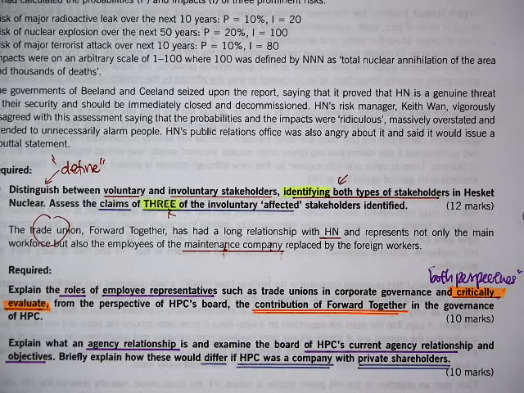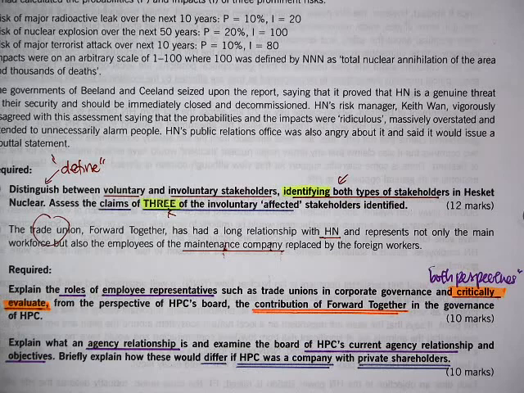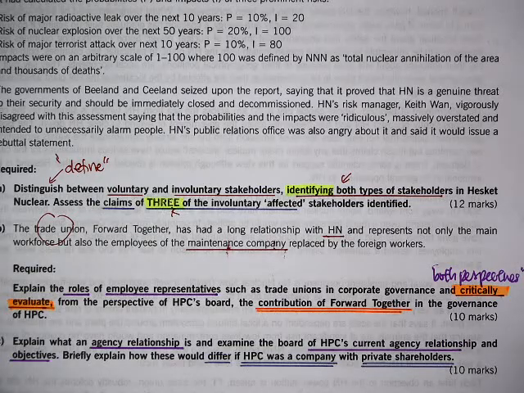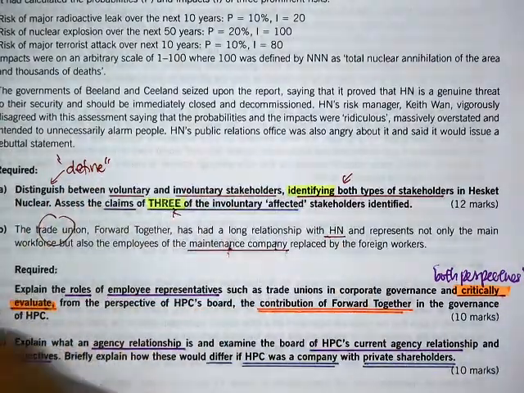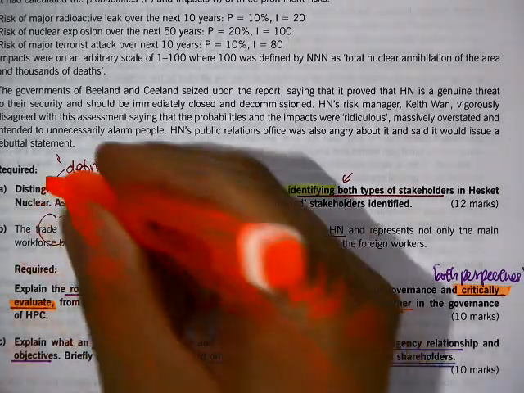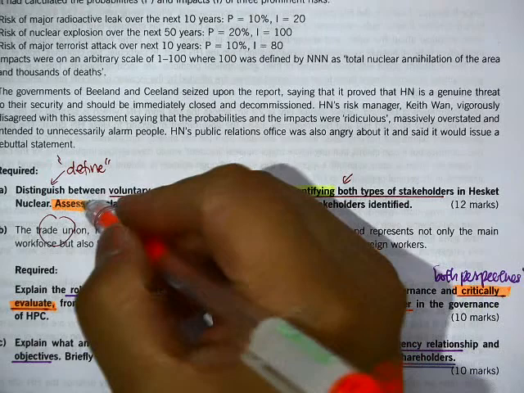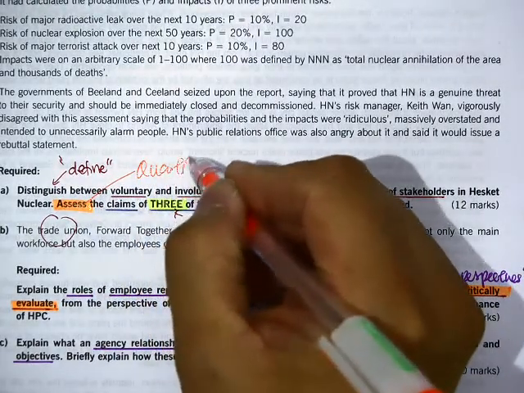So before we go on and write the answer, I just want to know whether your direction is the right direction. If your direction is right, then what you write will be correct. So what we need to do now is, what exactly do they want you to do? You tell me what you plan to do. Assess the claim of the three involuntary stakeholders. What do you feel like doing in the answer?